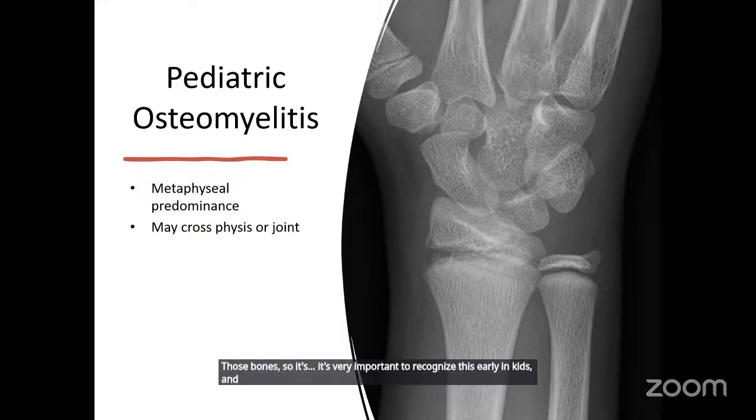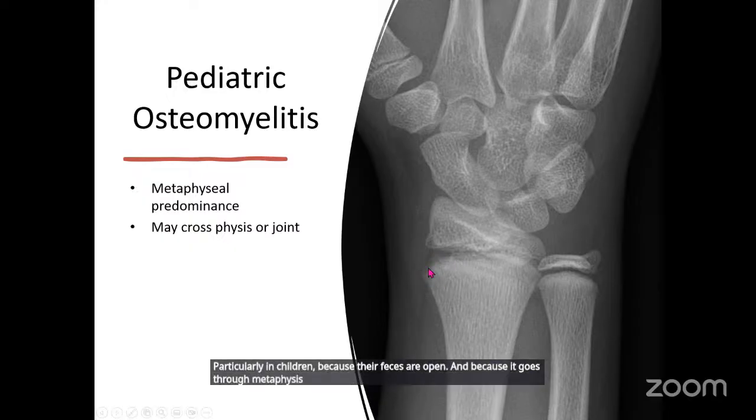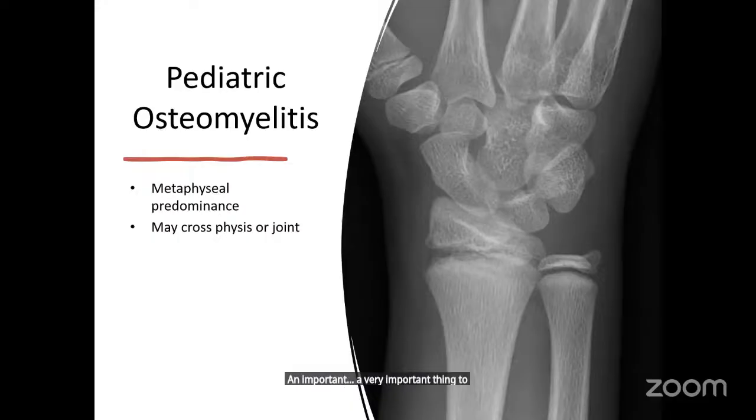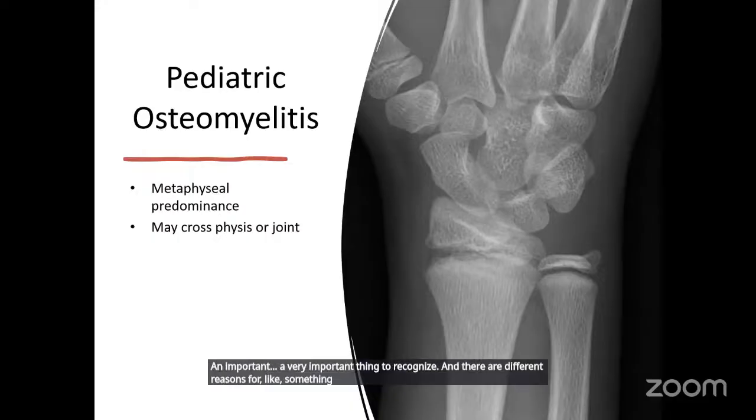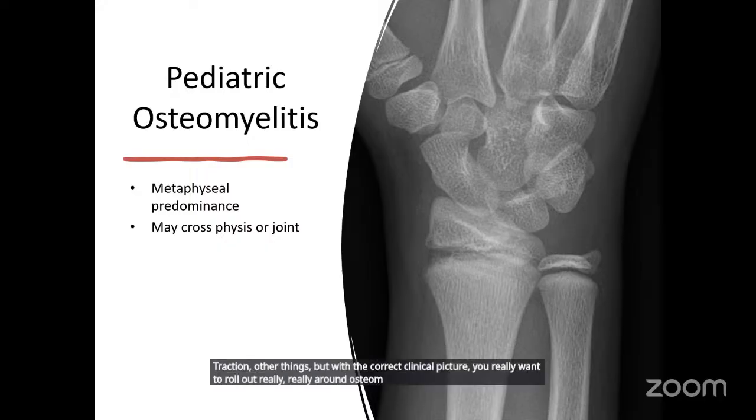And one of the things that you can see is kind of a widening of the physis, particularly in children, because their physes are open. And because it goes to metaphysis, a lot of times you'll see erosions on either side of the physis. Very important thing to recognize. And there are different reasons for something like an apophysitis. It can also be traction, other things, but with the correct clinical picture, you really want to rule out osteomyelitis in these kids.